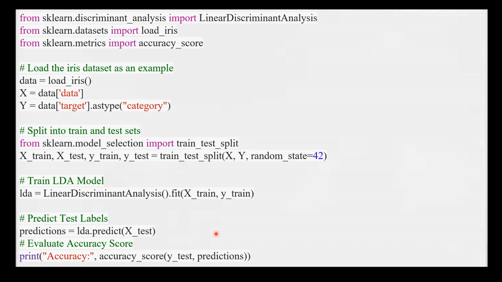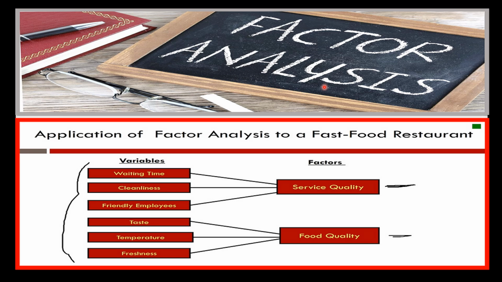The score measures the proportion of true positive and negative cases among all test samples, providing insights into the effectiveness of our model. And printing this value helps us understand how accurate the model was at making decisions based on the given input. Now next comes factor analysis.